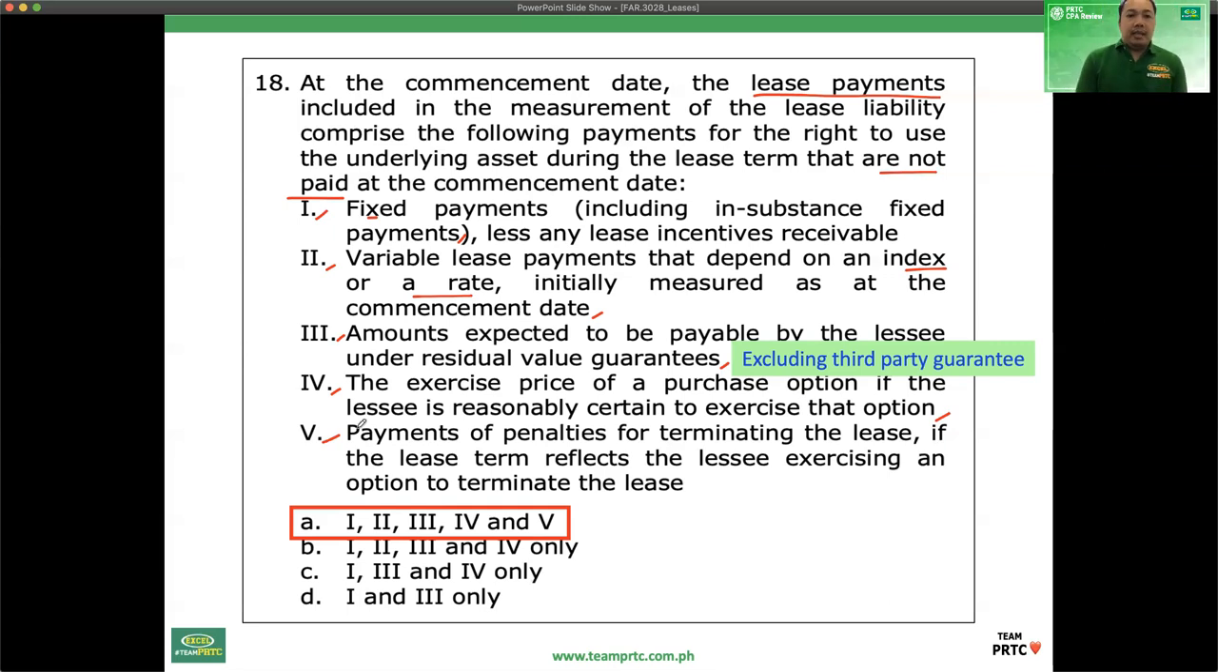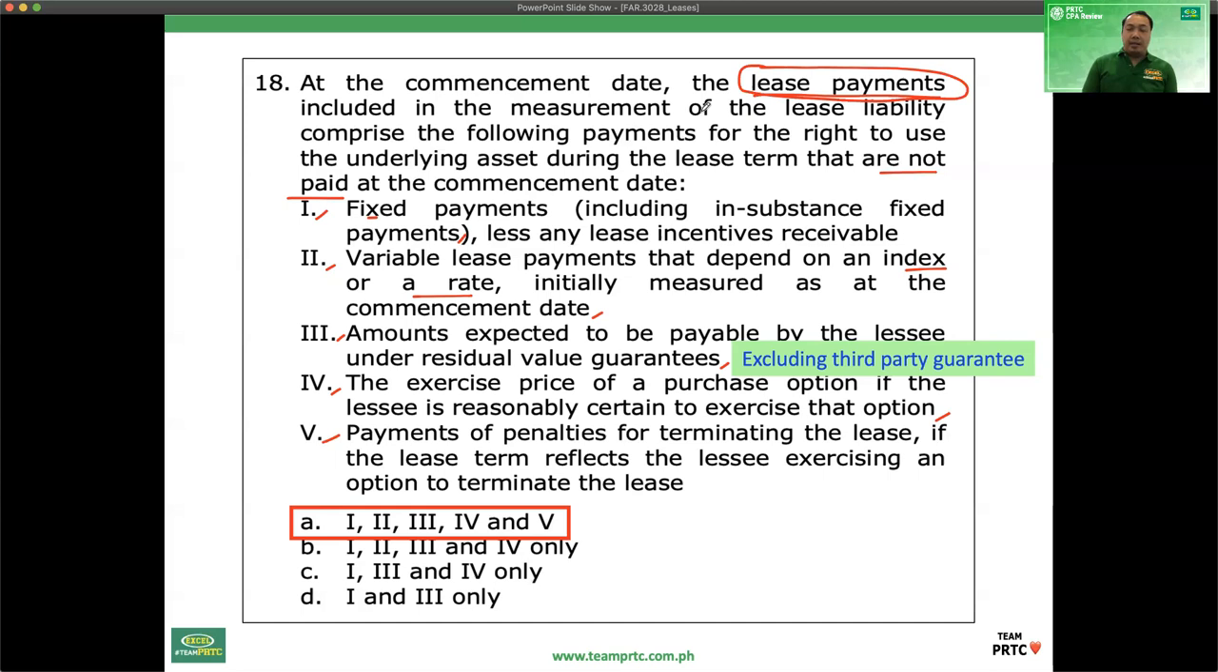Okay, so 18, letter A. So simply stated, ano yung 1 to 5 na yan? Ito yung lease payment. So meaning, ito yung amounts na pwedeng bayaran ng lessee over the lease term. So it could be fixed payments, variable. Kaya lang yung variable kapag ka-inflation linked. So let's say nakabase siya sa sales, so hindi kasama yan. Dapat inflation linked.